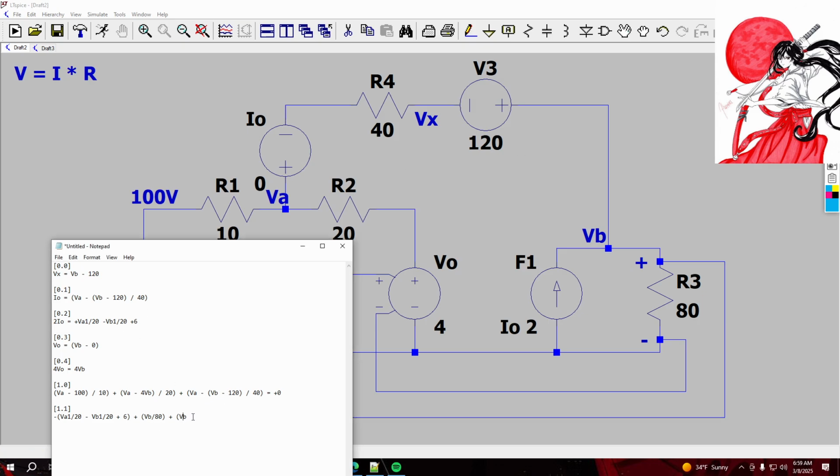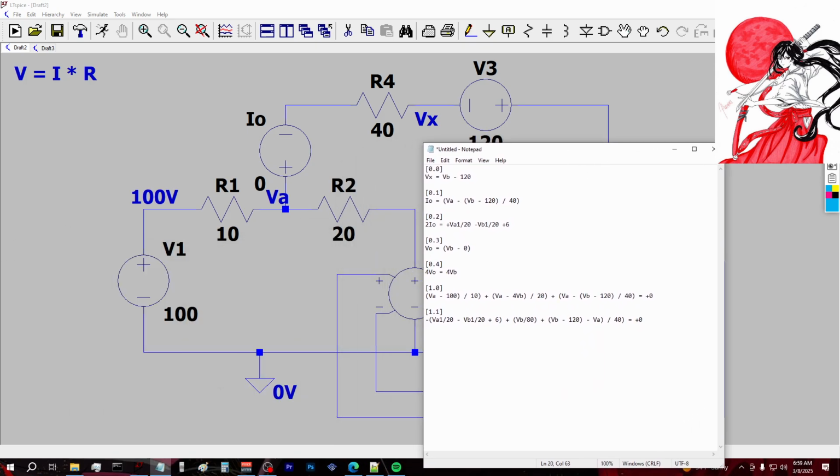All right, let's go ahead and see what we can do here. So we're going to have VB minus 120, because that's going to equal Vx, right? So VB minus 120 minus VA, right? And we're going to divide that by 40. All right, and all of that should be equal to 0. And now all we have to do is enter stuff into the calculator.